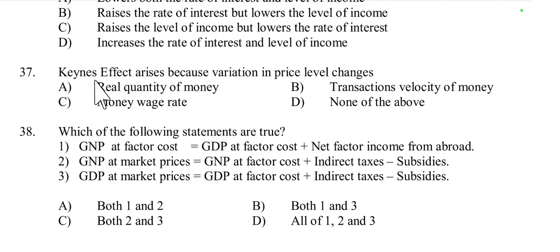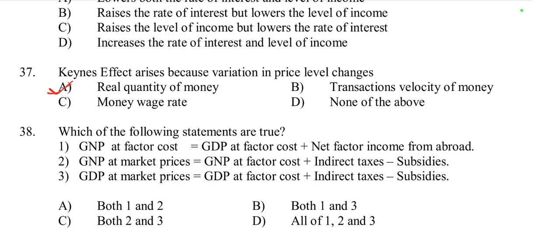So according to Keynes effect, it arises because variation in the price level changes the real quantity of money. Option A is right here, because the Keynes effect refers to the relationship between the price level and the real quantity of money in the economy.